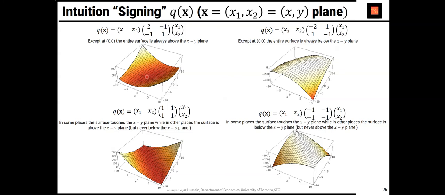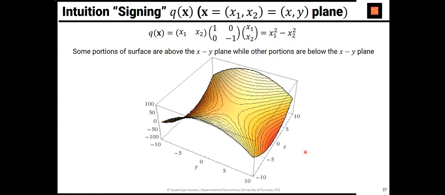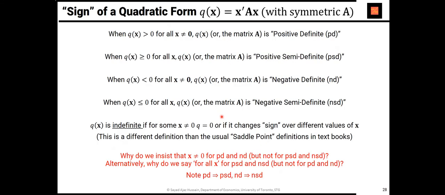Floating above the xy plane except the point 0, 0; below the xy plane except at 0, 0; either above or at the plane; either below or at the plane; or sometimes above, sometimes below. In mathematics, these graphical things that you see here are given very specific meanings. Whenever the value of q is always positive except at the point 0, 0, that quadratic or the matrix A is called positive definite. Okay.